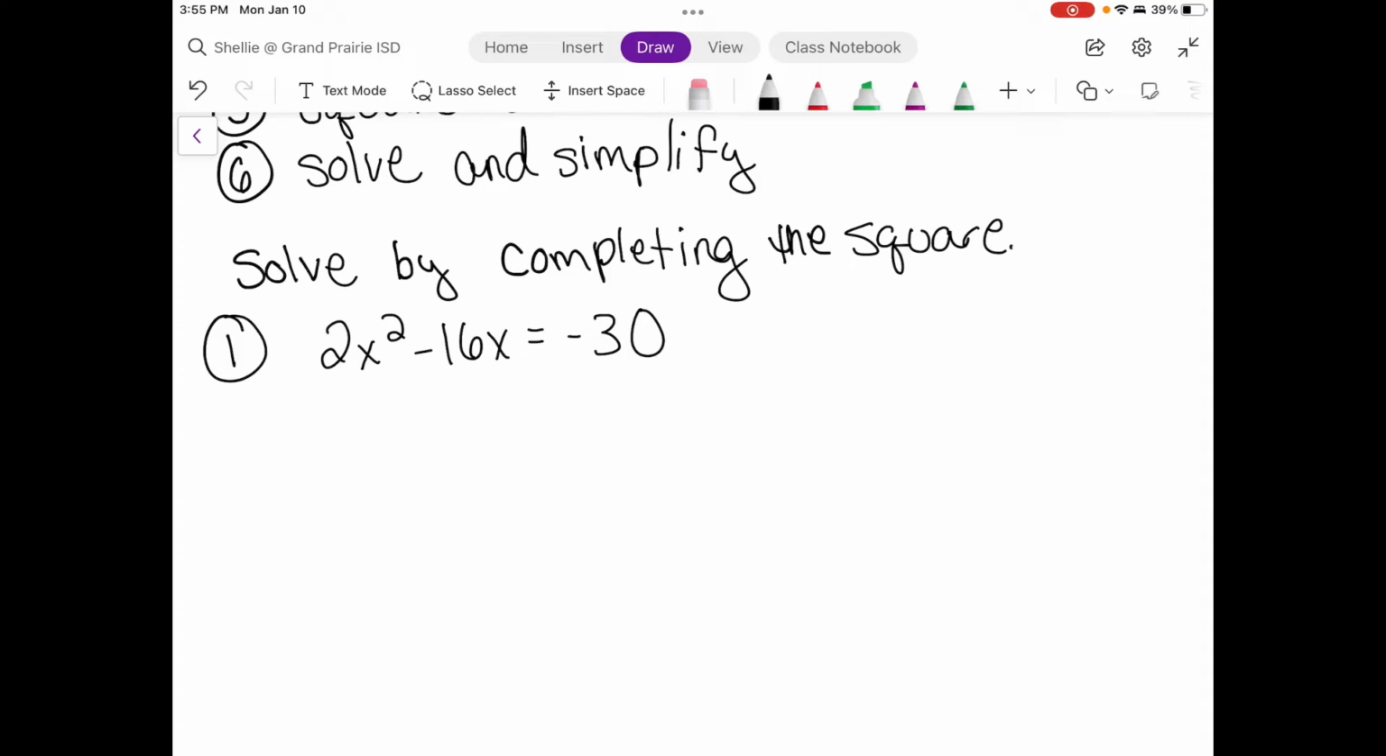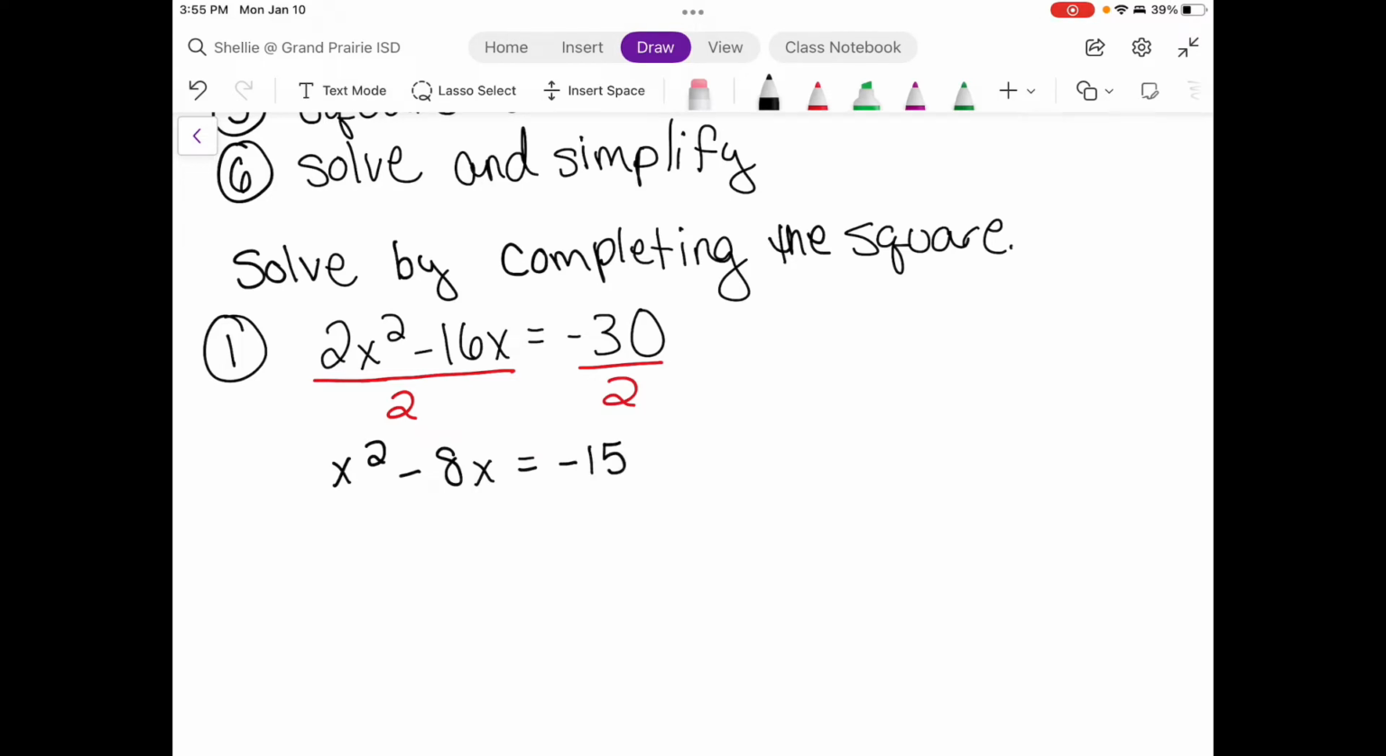The next thing I need to do is make sure that x squared has a coefficient of 1. Currently it has a coefficient of 2. So what I'm going to do is divide both sides by 2. Now remember, when you divide, everybody divides. So 2x squared divided by 2 is x squared. Negative 16x divided by 2 is negative 8x. Negative 30 divided by 2 is negative 15.